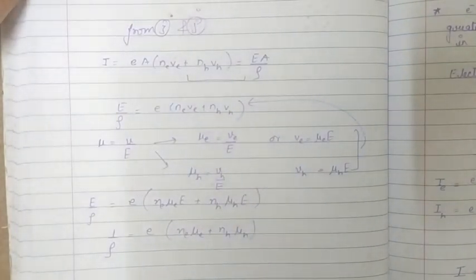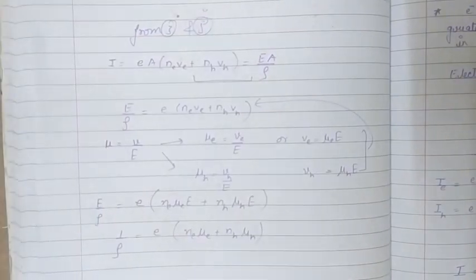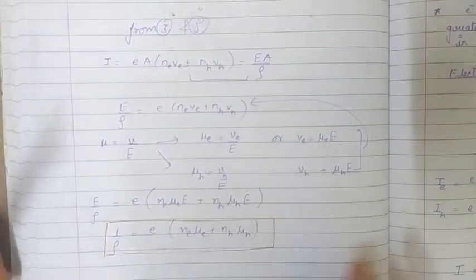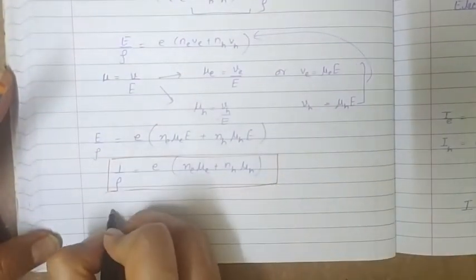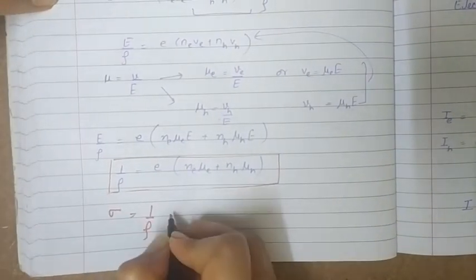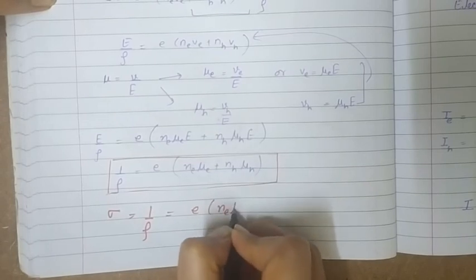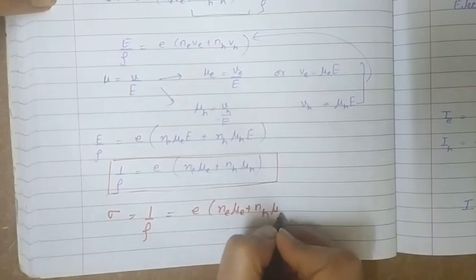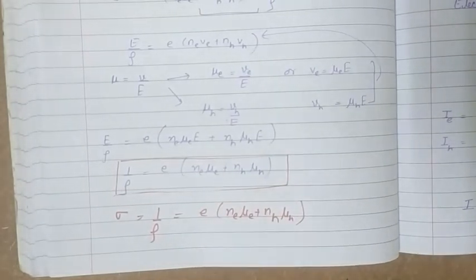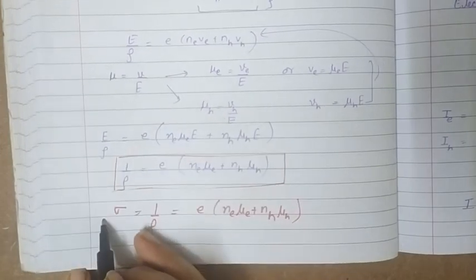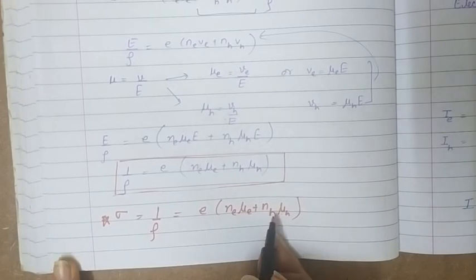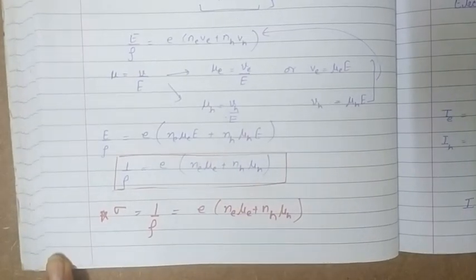So this is the reciprocal of resistivity, and we know that the reciprocal of resistivity is actually equal to the conductivity. So sigma, that is the electrical conductivity that we were trying to find, is equal to the reciprocal of resistivity and is equal to e (Ne mu e plus Nh mu h). This is the answer for the required electrical conductivity. So conductivity in case of semiconductors depends on both charge carriers, electrons and holes, and it can be given by this relation.